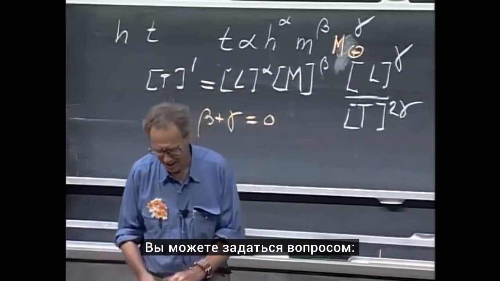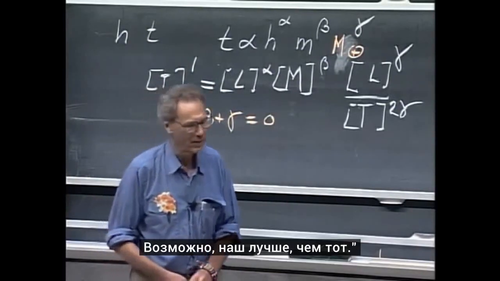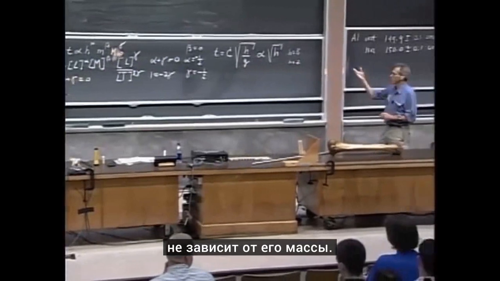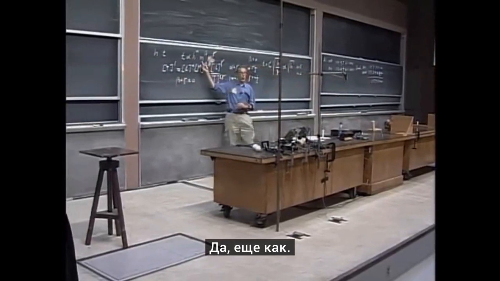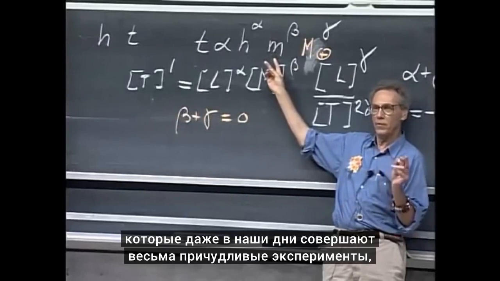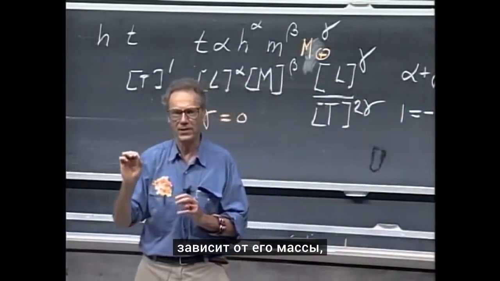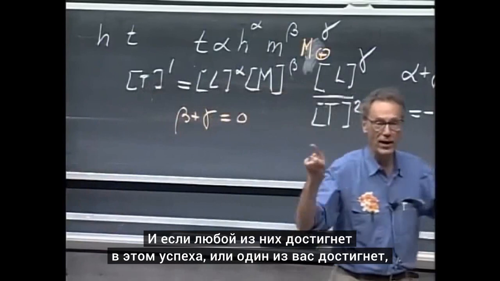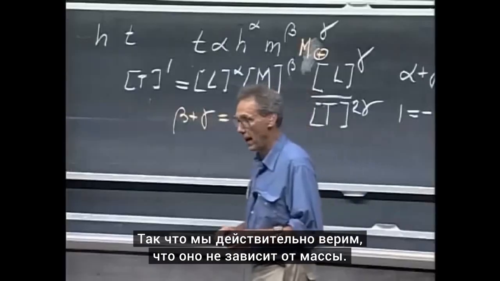Now you can ask yourself the question, is there something wrong with the analysis that we did? Is ours perhaps better than this one? Well, it's a different one. We came to the conclusion that the time that it takes for the apple to fall is independent of the mass. Do we believe that? Yes, we do. On the other hand, there are very prestigious physicists who even nowadays do very fancy experiments, and they try to demonstrate that the time for an apple to fall does depend on its mass, even though it probably is only very small if it's true, but they try to prove that. And if any of them succeeds, or any one of you succeeds, that's certainly worth a Nobel Prize. So we do believe that it's independent of the mass.